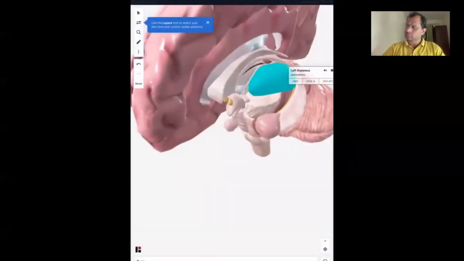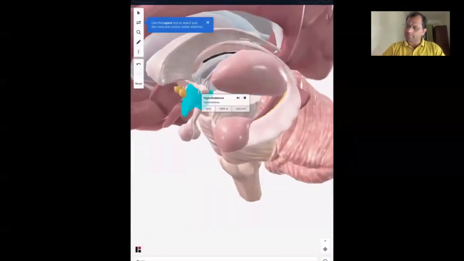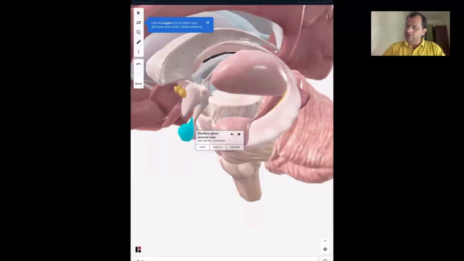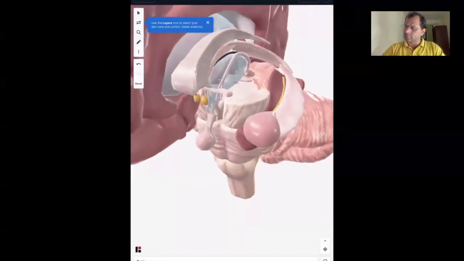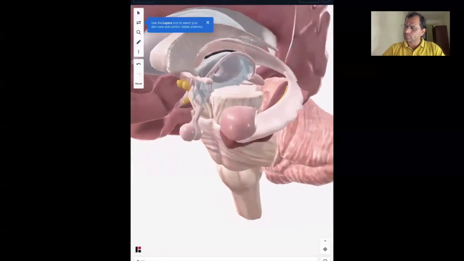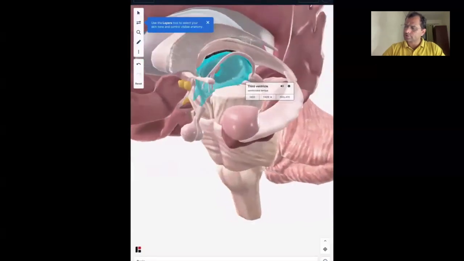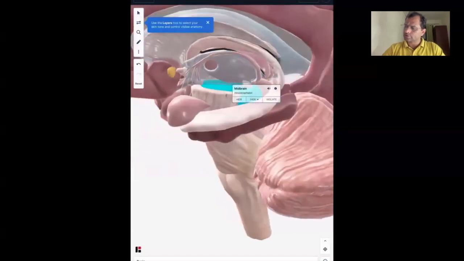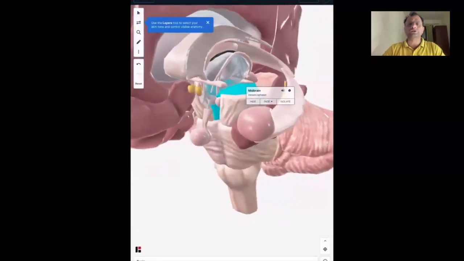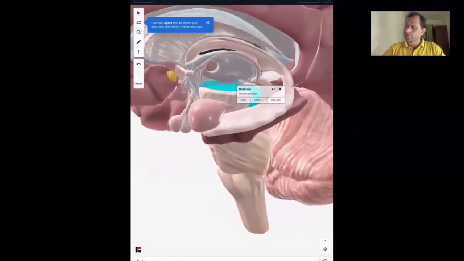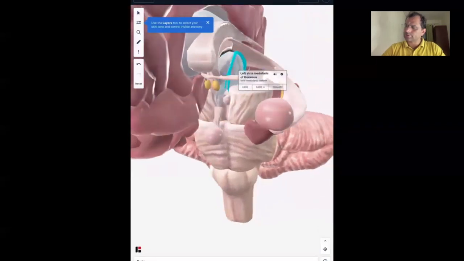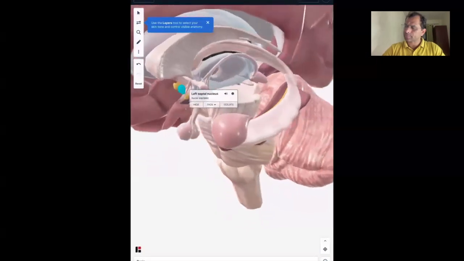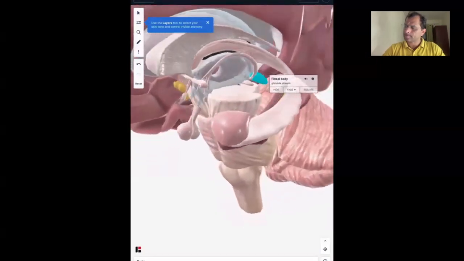So this is the thalamus, hypothalamus, and the pituitary gland. Let's remove the thalamus. Remove the hypothalamus. How does the brain look? Okay, so we can see the midbrain will start now. So we remove this, then the midbrain will start.